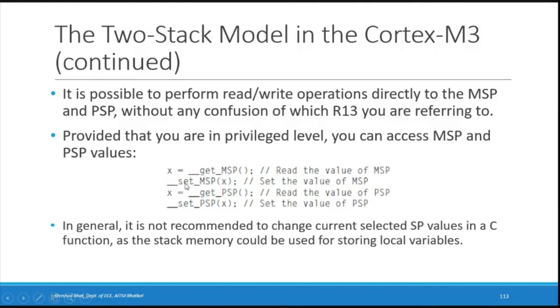X = __get_MSP() means you're reading the value of MSP into the variable X. If you want to change the value of MSP, you can write __set_MSP, and whatever value you want to put into MSP, you can write it. Similarly for PSP. In general, it is not recommended to change the currently selected SP values in C, as the stack memory could be used for storing local variables. So it is not recommended to do that in a C function.